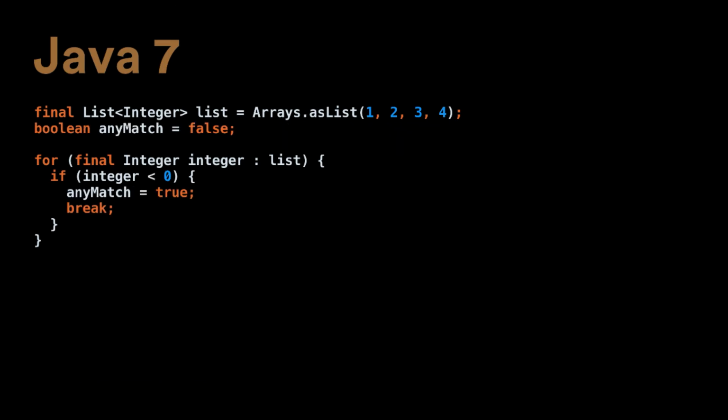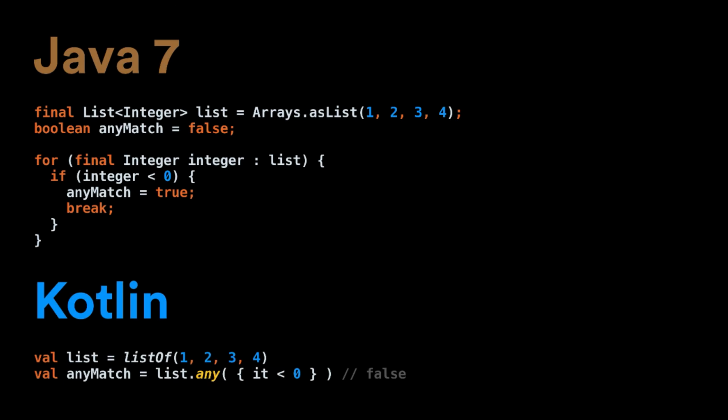in the method. Here's another thing that I have written several times over in Java. Figuring out if anything in a list matches something I'm looking for. In this case, we're saying, do any of the elements in the list match the condition they are less than 0? And in this case, the answer is false. And in Kotlin, we have an any operator to apply that check for us. Are any of these things less than 0?